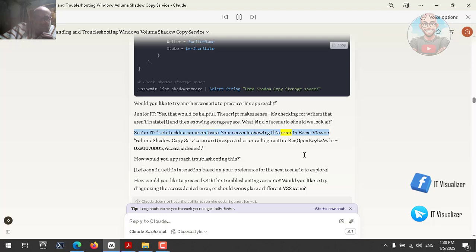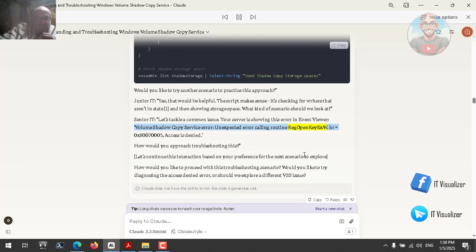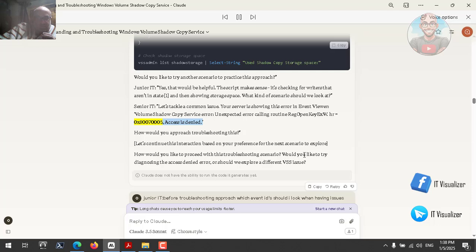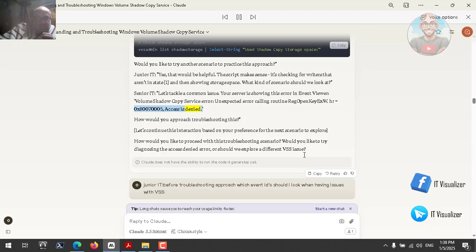Your server is showing this error in Event Viewer. Volume Shadow Copy Service error. Unexpected error calling routine RegOpenKeyEx. HR equals 0x80070005. Access is denied. How would you approach troubleshooting this?